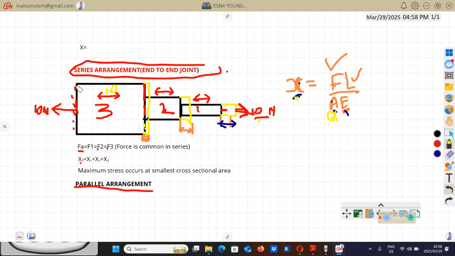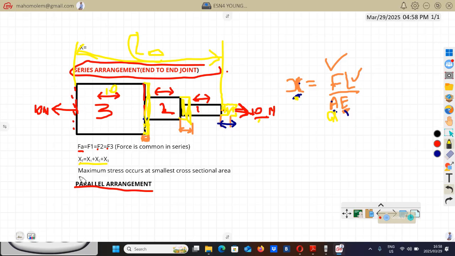So if you want to know the total extension of this thing, before we apply force, we can say that this is the original length. So if you want to know the total extension, you have to take this extension here, plus this extension here, plus that extension. Those three extensions will give you the total extension. And if you want to know the final length, then you will take this original length plus this total extension.